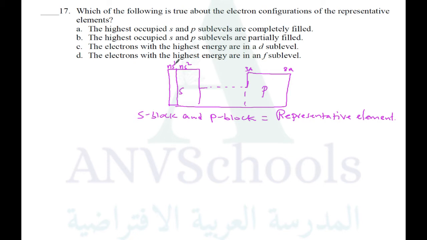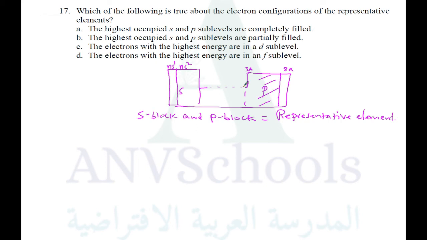The highest occupied S and P sublevels are partially filled. The electrons with the highest energy are in a D sublevel. The representative elements are the S block and P block, excluding the D block groups. So the electrons with the highest energy are in a D sublevel is not correct.